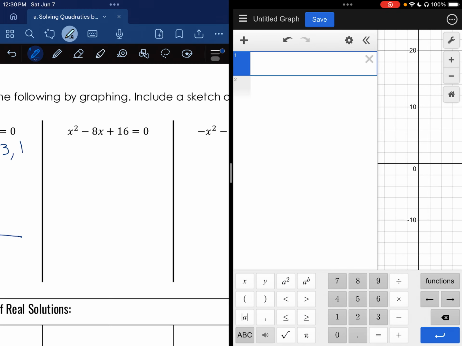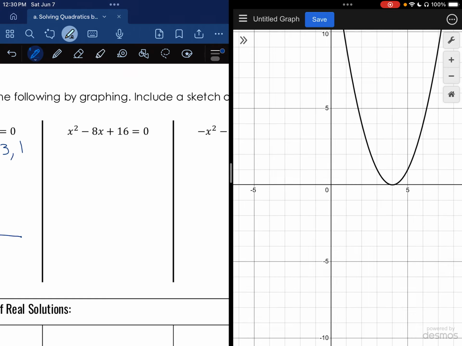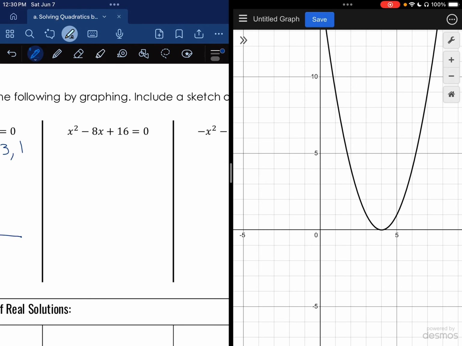All right, so now we're going to graph this next one. I'm going to graph x squared minus 8x plus 16. So you'll notice that this one is sitting on the x-axis, right? The vertex is right there on the x-axis, like so. So it has one x-intercept here at 4. All right, so our last one had 2. This one has 1.